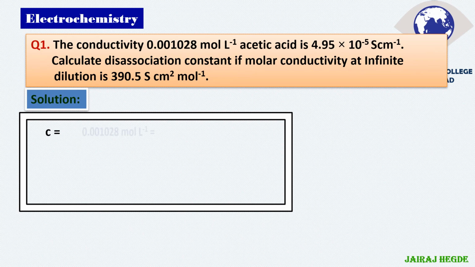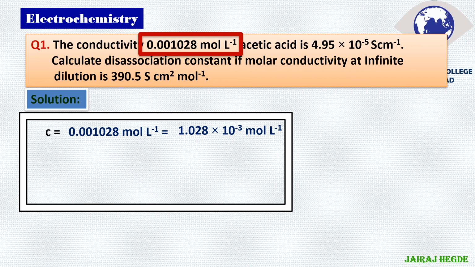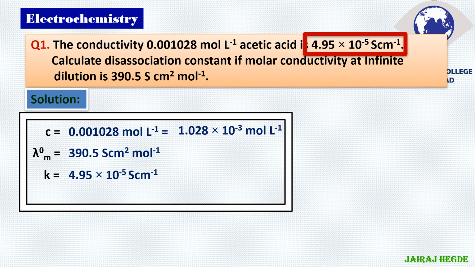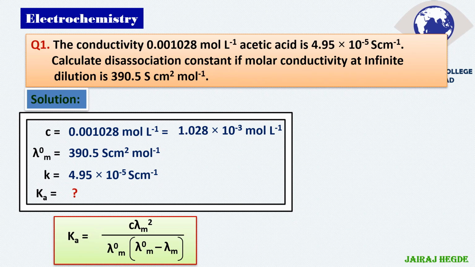So let us go for it. The concentration is 1.028 into 10 power minus 3 mole per liter. Lambda m naught is given, 390.5 Siemens centimeter square per mole, and the conductivity is 4.95 into 10 power minus 5. They have asked us to calculate the dissociation constant Ka. So we know the relationship: Ka is equal to C lambda m square divided by lambda m naught into lambda m naught minus lambda m.